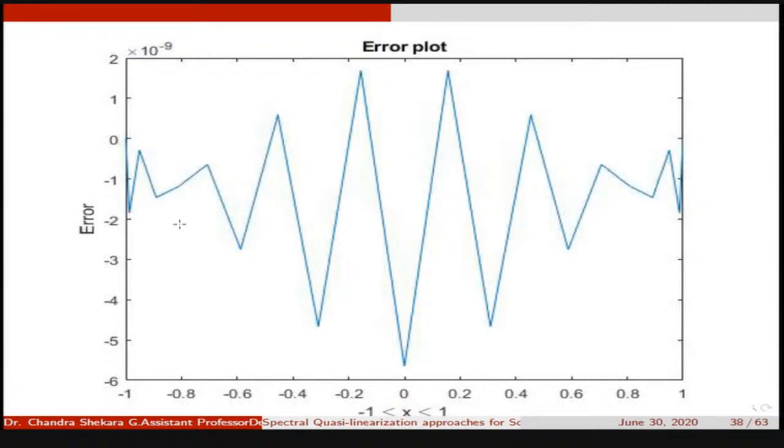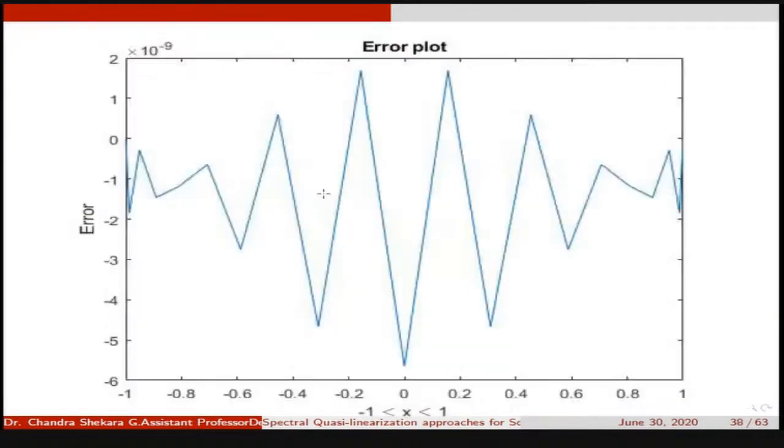That is a disadvantage: whenever you have discontinuities in the solution, this method will not work well. So that is one of the disadvantages of this method. And the other limitation of this method is that the stability of the method is not well established. So that is another limitation of this method.